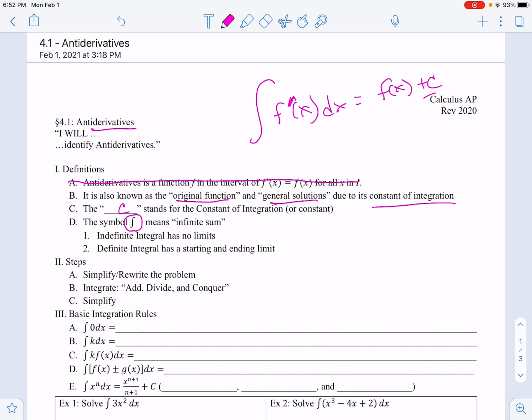This symbol means integration. An indefinite integral has no limits, like what I wrote here. A definite integral is like what we did when we did 0 to 2 on those graphs. You have bounds. It tells you where to integrate from.